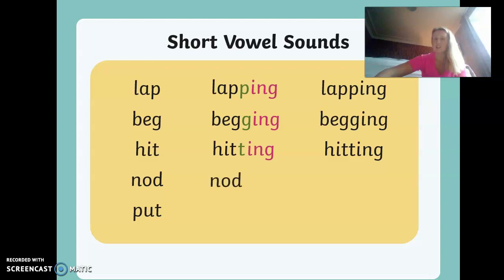Nod. I did that too quickly. Silly Mrs. Cockram. I gave that one away, but I knew you would know that one. Nodding. Like Mrs. Cockram's nodding now. I'm nodding. Nodding. You do this last one on your own then. Put. And you change that to putting. I am putting my coat on. I am putting the lid on my pen.